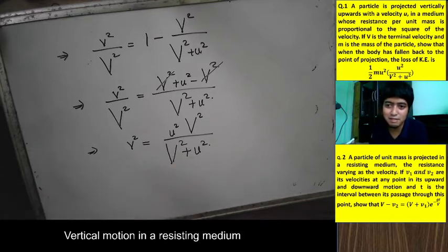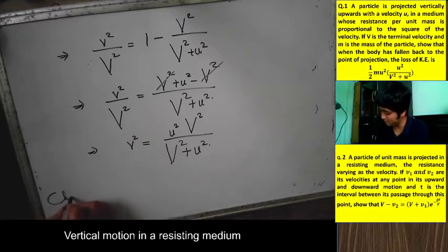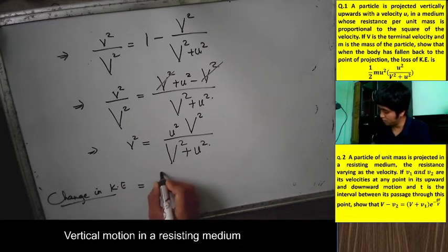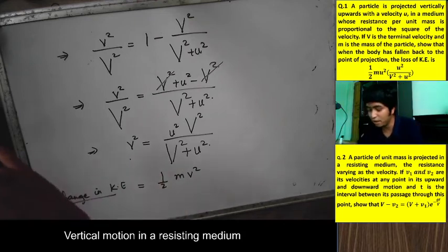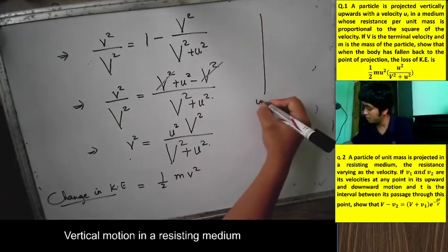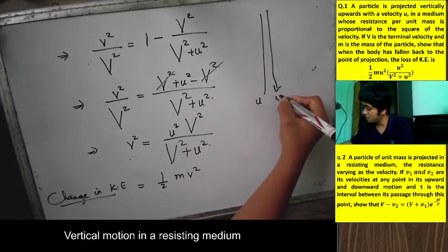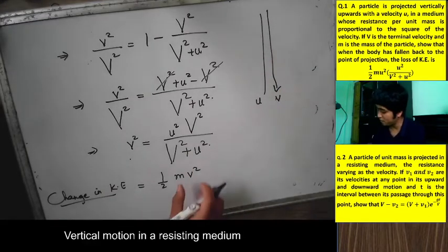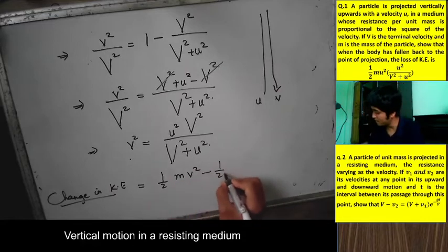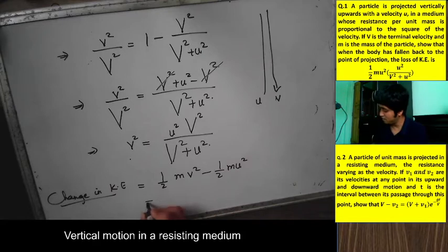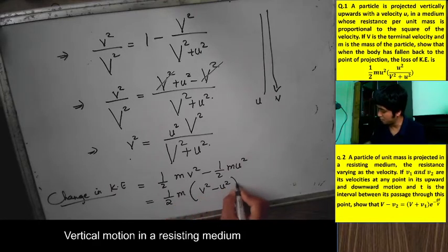But now let us just take a look back at the question. We have to find the change in kinetic energy. Change in KE is equal to half mv squared, where this one is the final velocity. What did we do? We are projecting it out with velocity u. It has returned with velocity v. So this one is the final velocity. So this is the final kinetic energy minus the initial kinetic energy. So we'll be having half m v square minus u square.